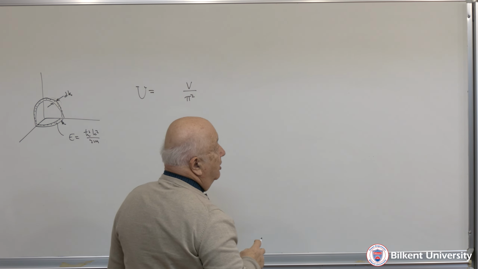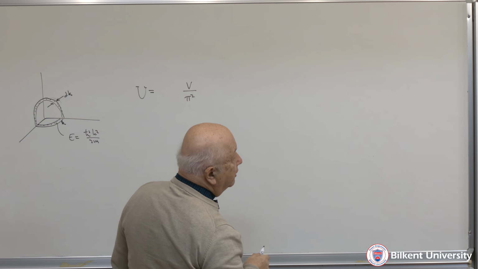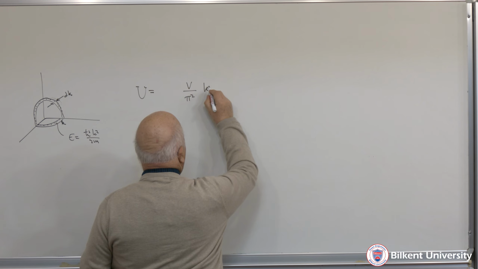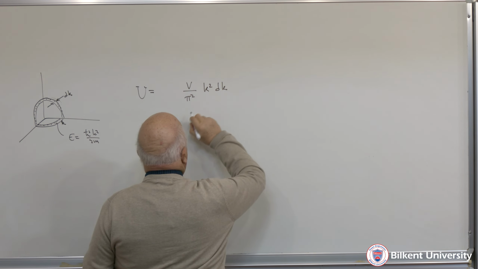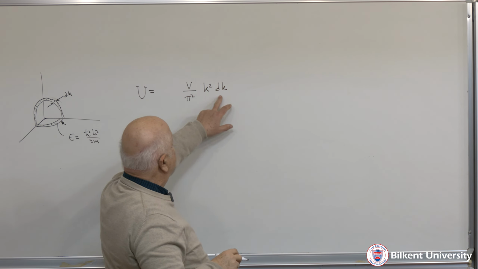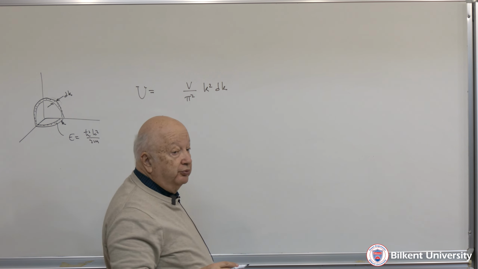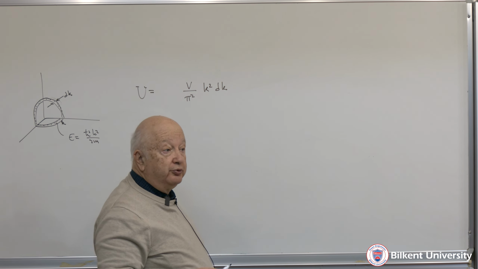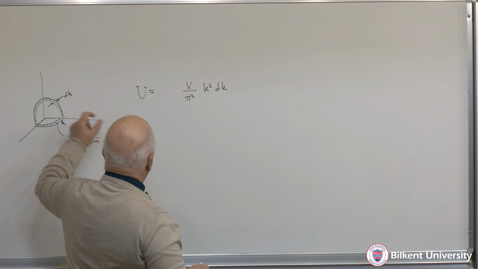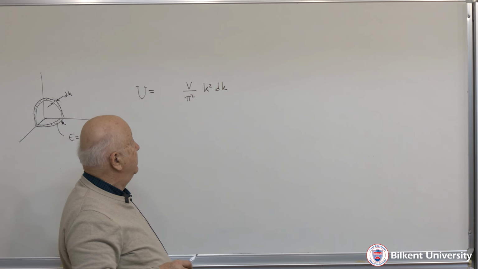There's V. And where did I write that? V over pi squared k squared dk. Okay, so these are the number of points. You see, this is unitless. V has units of distance cubed. k cubed has units of 1 over distance cubed. So this is unitless. This is the number of points between k and k plus dk.